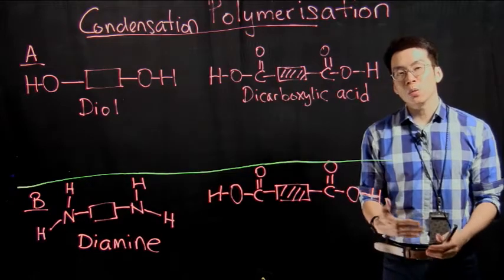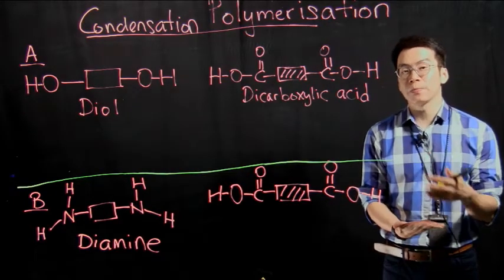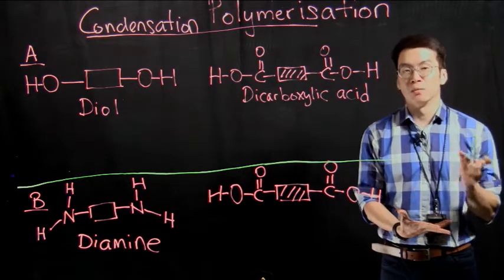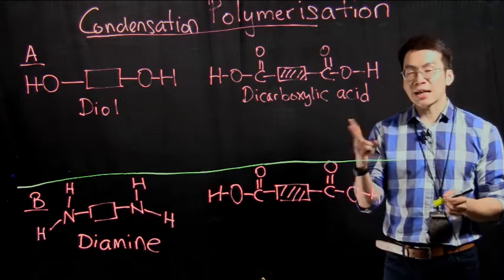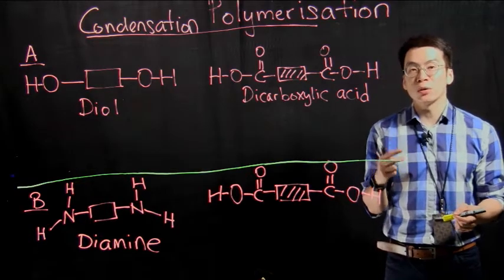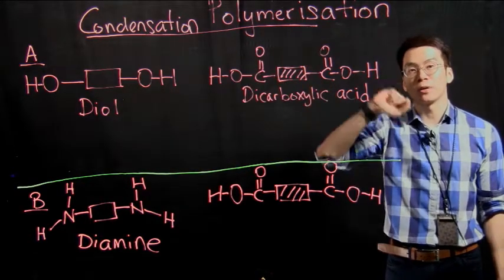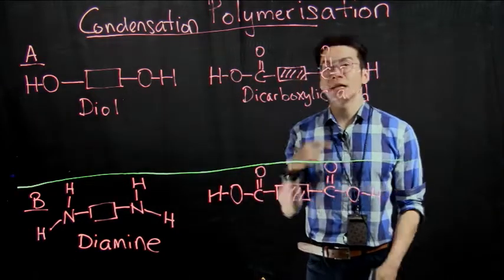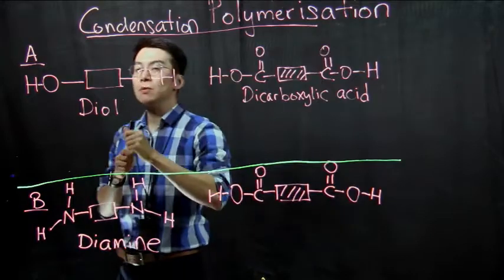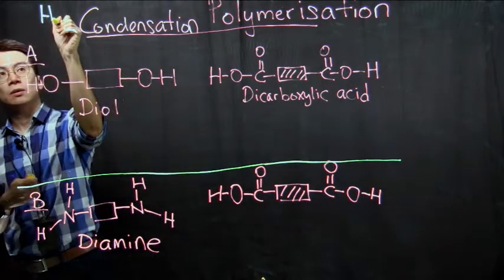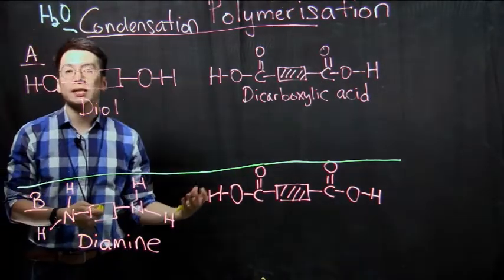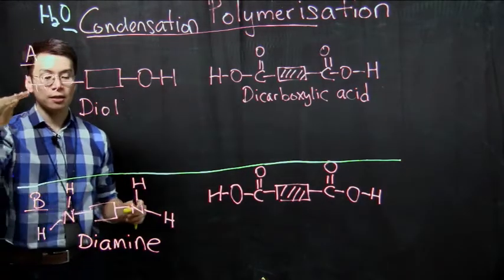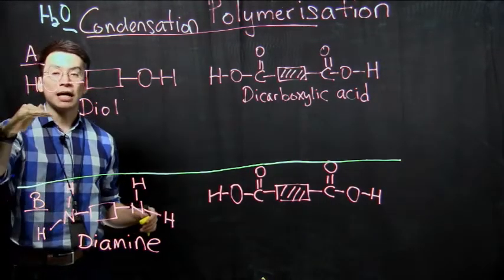Okay, now, so we have finished talking about addition polymerization, whereby we are dealing with alkene monomers. Now, the second type of polymerization is known as condensation polymerization. When you see the word condensation polymerization, it means that condensation will produce small molecules such as water. Now, I have listed two examples here, A and B. Let's look at A first.